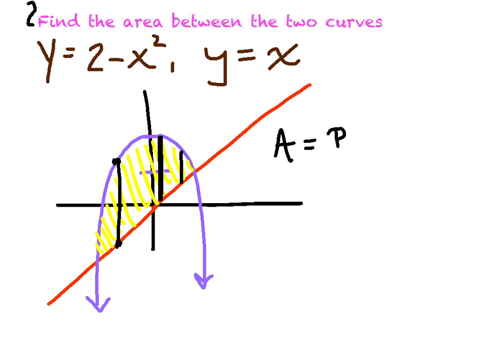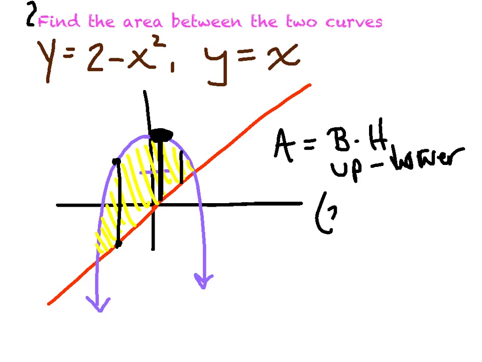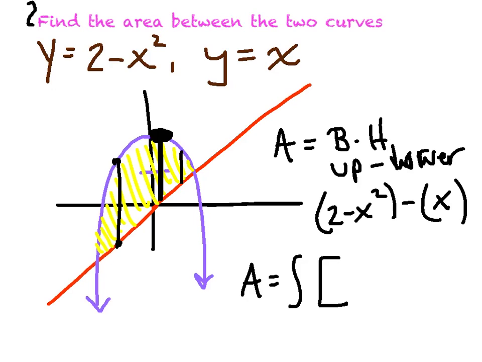Okay, so area is base times height, which is really my upper minus lower. My upper, we just said, is on the purple. So that's my 2 minus x squared, minus my lower, which is on the red, which is just x. Okay, so I'm going to say the area equals the integral. I'm going to get my bounds in a moment. Parentheses for the first quantity, minus parentheses for the second quantity. Don't forget your dx on there.